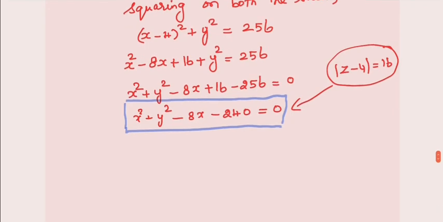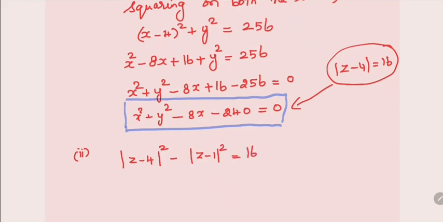So in the second subdivision, what is the equation given? It is modulus of z minus 4 the whole square minus modulus of z minus 1 the whole squared is equal to 16.